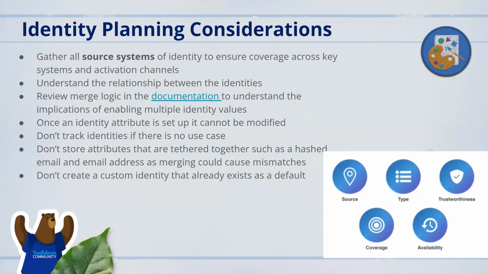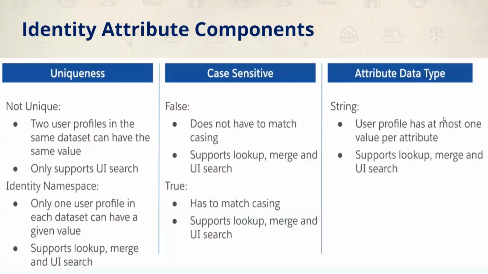So you should, like I mentioned earlier, really only track those identities if you have a use case for it and if it has that coverage across the systems and the channels that are required. So we've gone through some of these considerations when planning for your identity attributes. So let's jump to what the identity attribute components are.